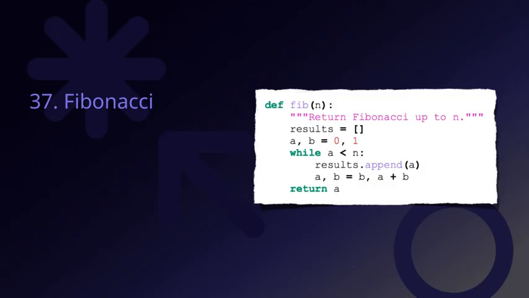Fibonacci is a sequence of numbers where each number is the sum of the two preceding ones. It starts with 0 and 1, so the sequence begins 0, 1, 1, 2, 3, 5, 8, and so on. This sequence isn't just a mathematical curiosity. It appears frequently in nature, from the arrangement of leaves on a stem to the spiral shells of certain mollusks.